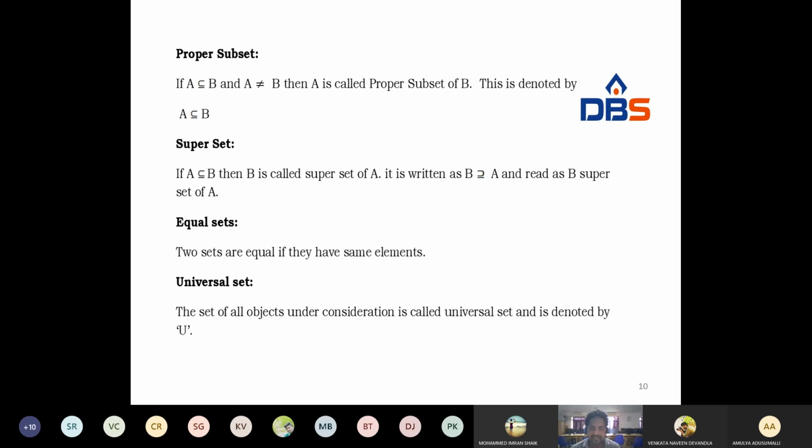Then next one, universal set. The set of all objects under consideration is called the universal set and is denoted by U. So we use capital U. The set of all objects under consideration is called the universal set. If everything is under consideration, then it is called a universal set. Okay? It is denoted by capital U.